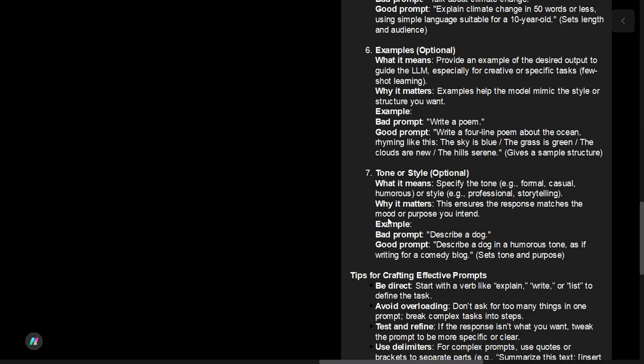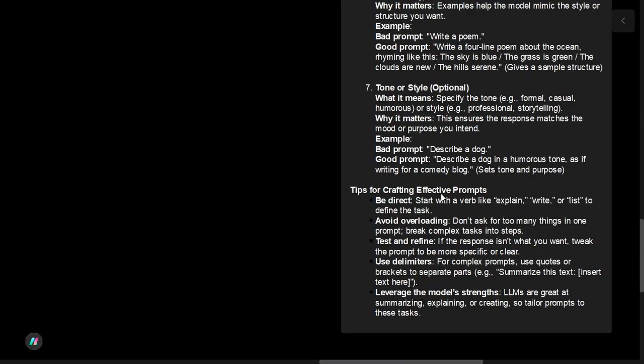Some tips about crafting an effective prompt. Be direct. Start with a verb like explain, write, list, etc., rather than saying, "hey, I wanted to do this," and so on. But there's also another way where people use a role-play type of approach. Like they say, "assume you are a 2-decade experienced IT professional." So you define a role and then you ask your query.